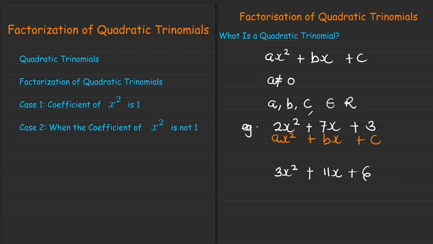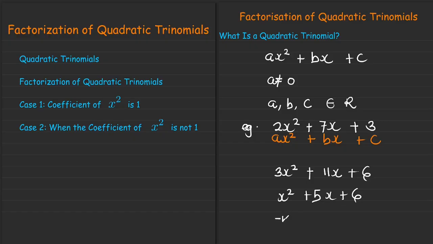So another example of a quadratic trinomial is x squared plus 5x plus 6. And with this, our a is 1. So normally when it's 1, we don't write that. Our b is 5 and our c is 6. You should also take note that a, b, and c are not always positive numbers. They can be negative as well.